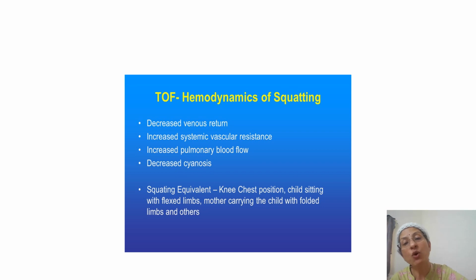So this is how squatting, as I told you, helps in controlling the TET spell and aborting it. There's a decrease in the venous return from the lower limbs, an increase in the systemic vascular resistance, and thereby an increase in the pulmonary blood flow, thereby reducing cyanosis.